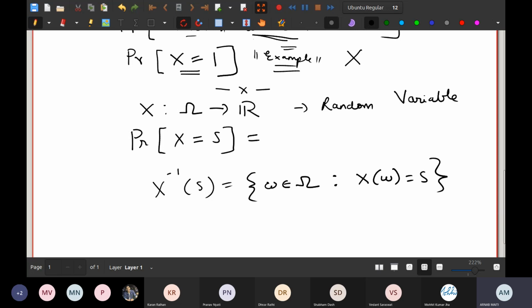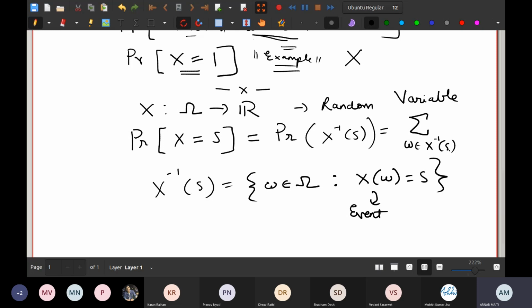So this probability is nothing but the probability of this particular event. You observe that this is an event, which is nothing but the probability of X inverse S. And what is the probability of X inverse S? It's the sum over all omega belonging to X inverse S of the probability of omega. So this is the definition of the probability that X belongs to S.